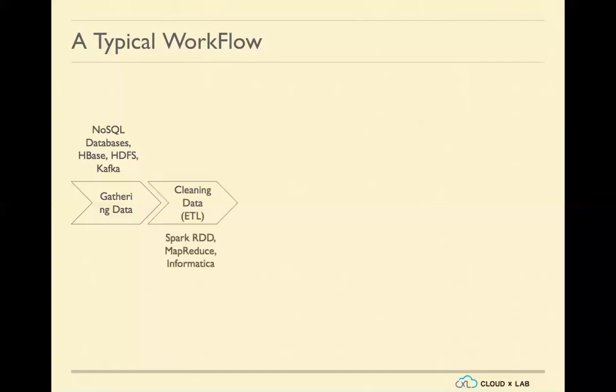Then it's ETL, we call it cleaning the data. We need to format this raw data to convert it into a tabular form. For classic small data, Informatica and other things are good, but when it comes to big data, Spark and MapReduce can do a big job. To do the basic analysis, like finding the statistics and so on, you can use Hive or Spark SQL to do the basic analysis if your data is big.